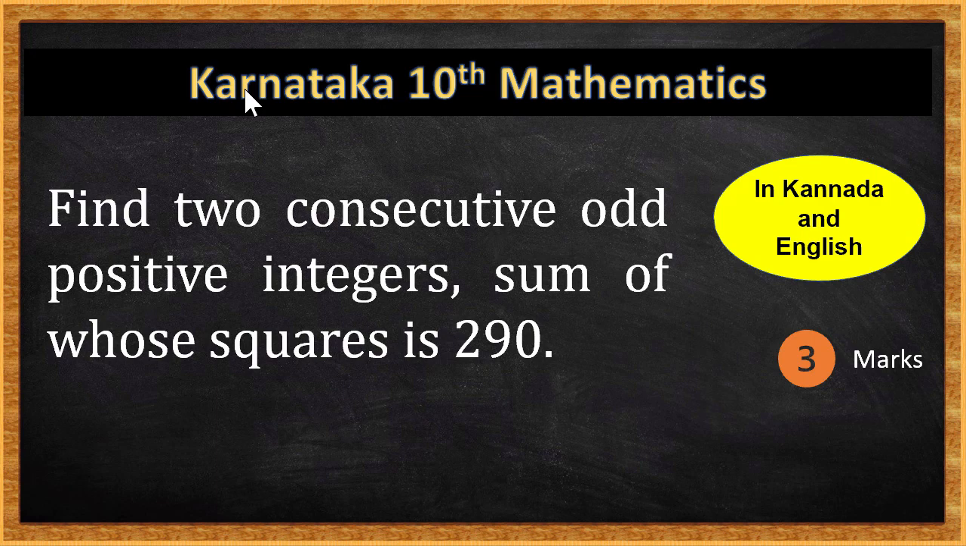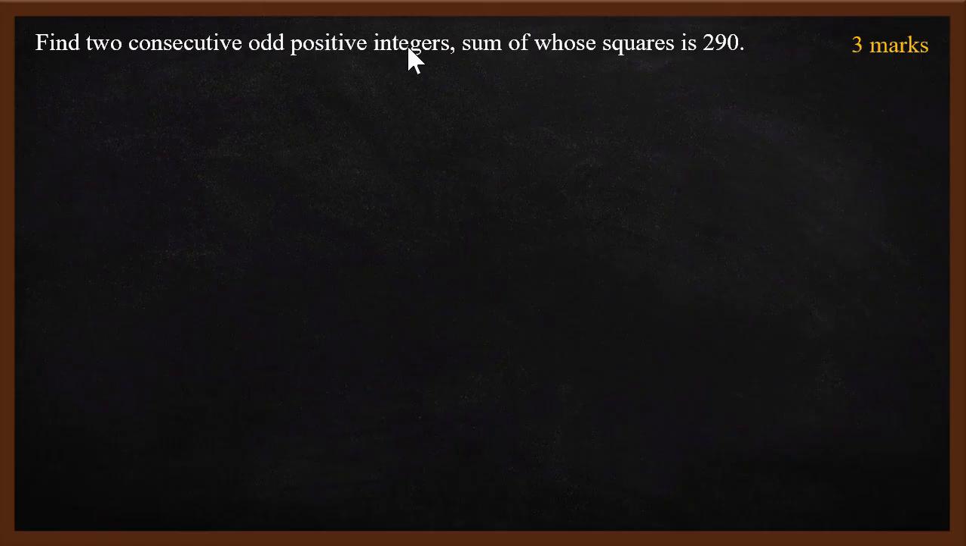Welcome to this video. We will solve a 3-mark question that came in the model paper of 2021. Positive integers are numbers more than 0: 1, 2, 3, 4, 5. Odd positive integers are not even numbers; they are not divisible by 2: 1, 3, 5, 7, 9. So those are odd positive integers.